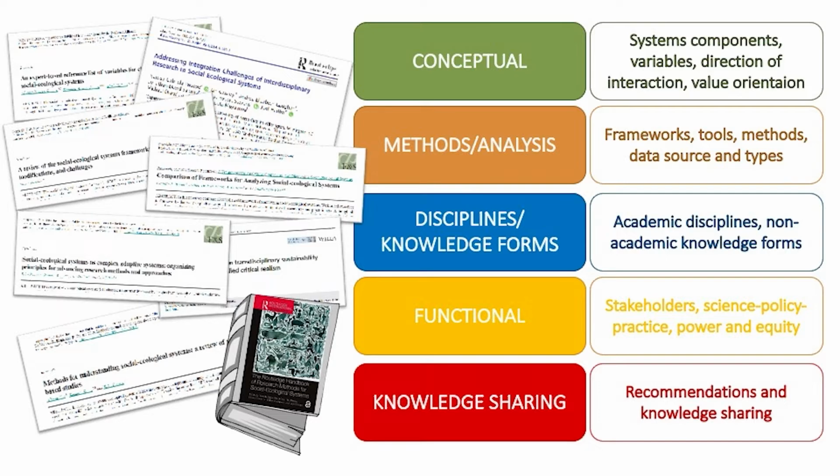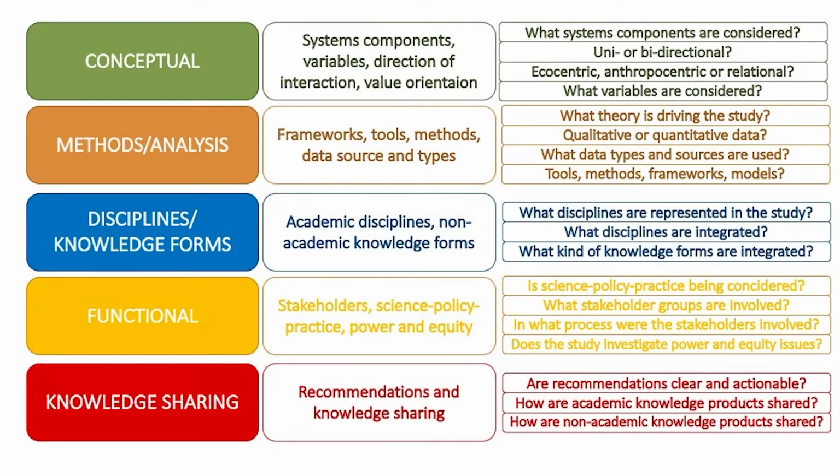So each of these we had categories and subcategories, and each of them correspond to an assessment criteria or a question that we asked when we reviewed the documents of the studies that have been going on in RESPON. So, for example, what systems components are considered? Is our query uni or bidirectional? Do we have an ecocentric, an anthropocentric, or a relational value orientation? What variables are considered? There's a publication that is listing variables. Are they social, ecological, or social ecological?